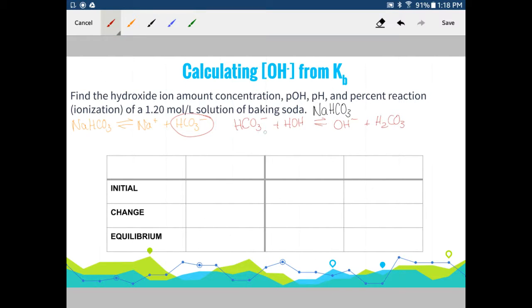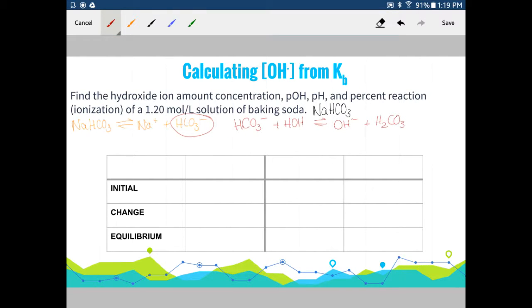Now remember, if you're struggling to create these formulas, always remember that if you're dealing with a base, it is the proton acceptor. It is the thing that takes the proton from this other entity in the reaction. In this case, it's water. So this hydrogen carbonate ion is stealing a hydrogen from this water molecule to give you this hydroxide ion. So if you're ever struggling, remember bases are proton acceptors.